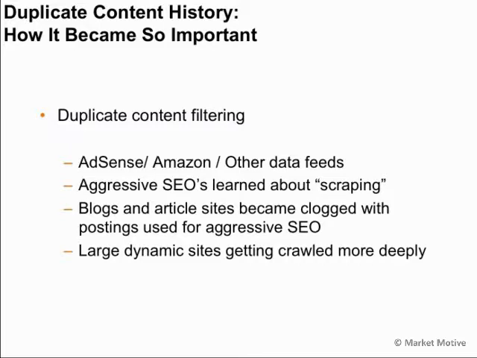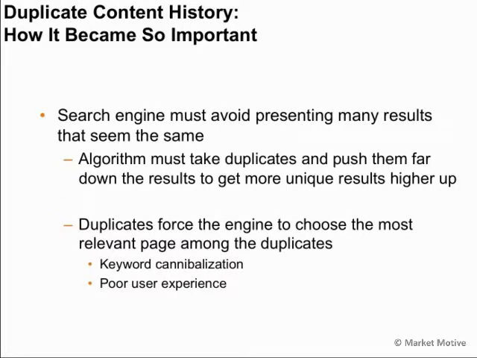So as these large dynamic sites got crawled more deeply and there was more ability and technology and hardware available for larger and deeper crawls, they could start to store some of this information and compare blocks of text and do some of the duplicate content comparison that was now becoming so important. The search engines wanted to avoid presenting as many results that were the same.